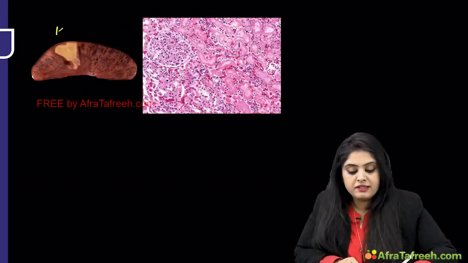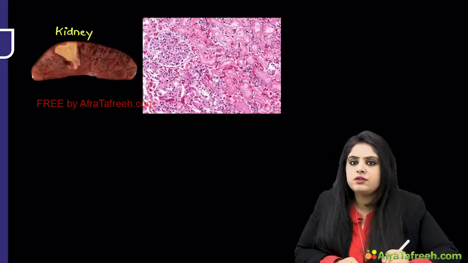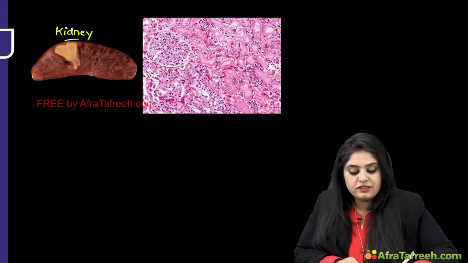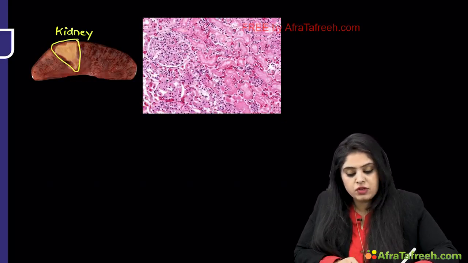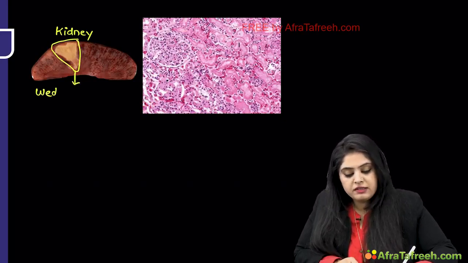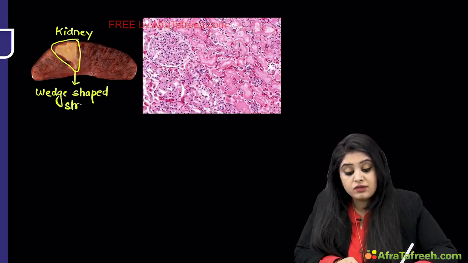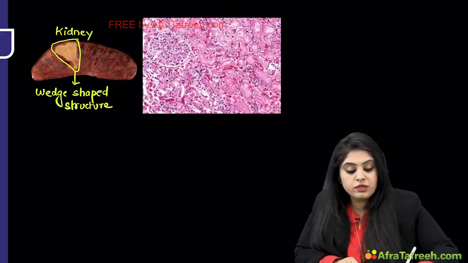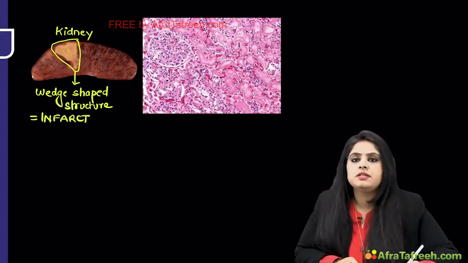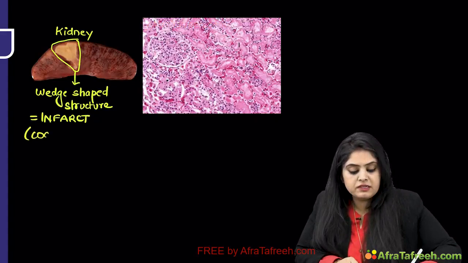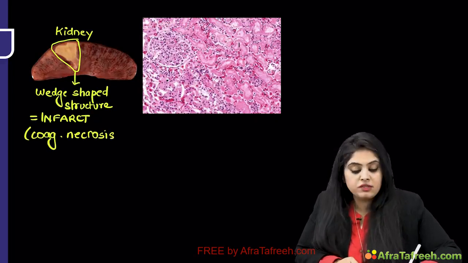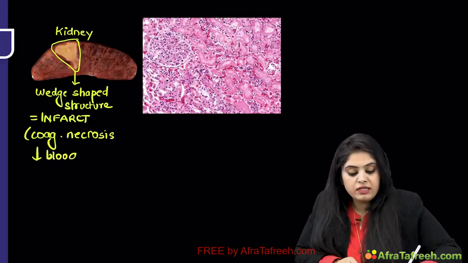So have a look at this, guys. Here I've given you a specimen of a kidney. Kidney is a solid organ, yes. And in that you can see this wedge-shaped structure. You can all see this wedge-shaped structure, and that is not necrosis. That is, initially if they ask you what is it, that is an infarct. What is an infarct? It is coagulative necrosis only. Definitely it is coagulative necrosis. But why are you calling it an infarct? Because somewhere the blood supply was going down.